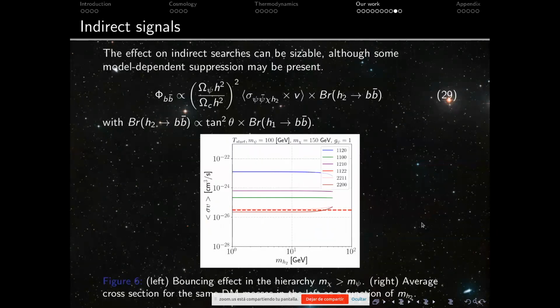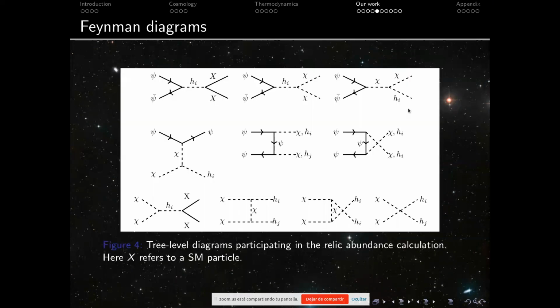And just to finish, one of the features that we are exploring is related to the indirect detection rates. It turns out that this annihilation occurs in the S wave, which means, sorry for being too technical, that it's necessary to indicate that this annihilation today occurs at a velocity that is not suppressed by the velocity of the non-relativistic fermion particles.